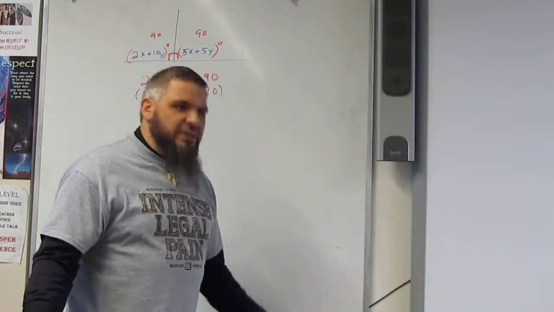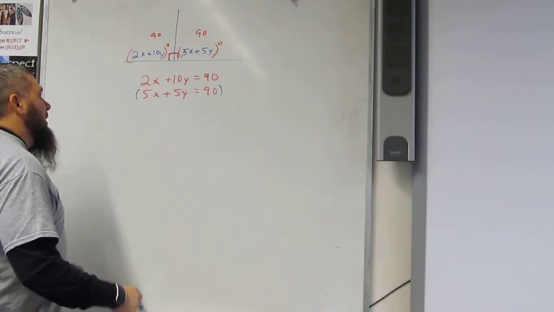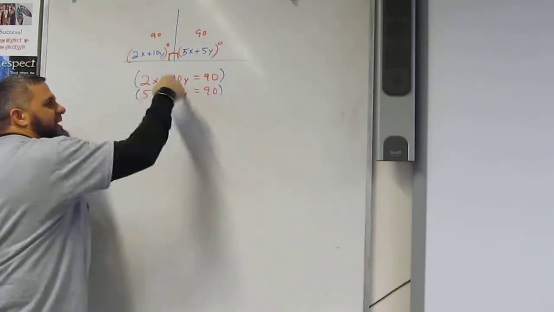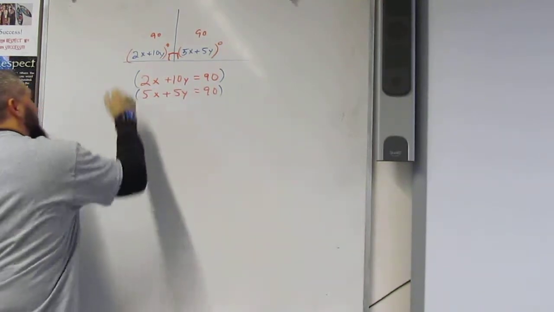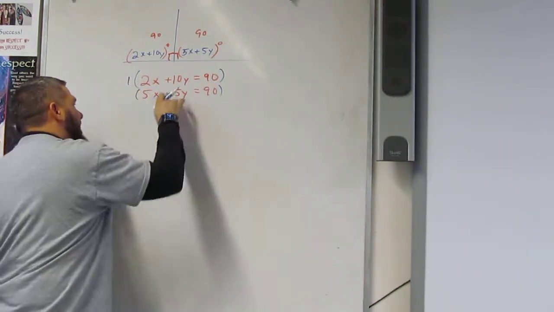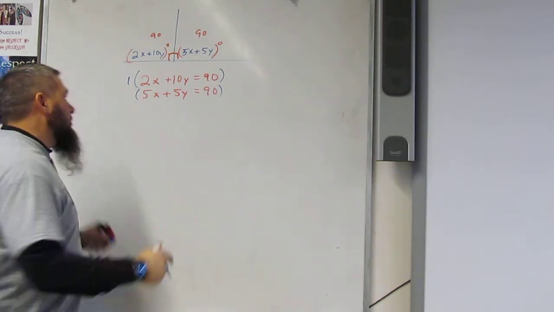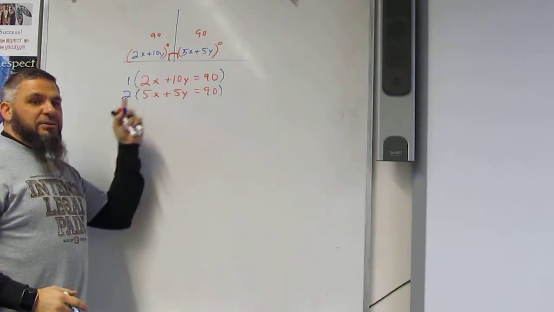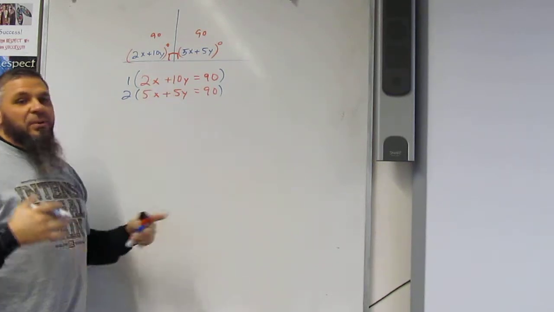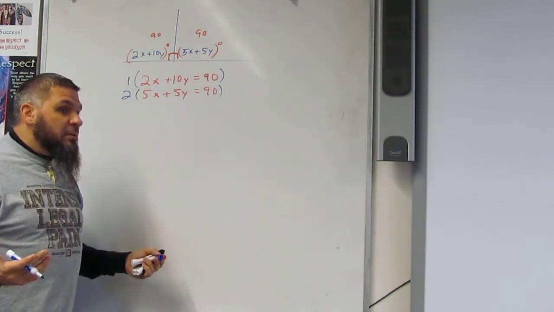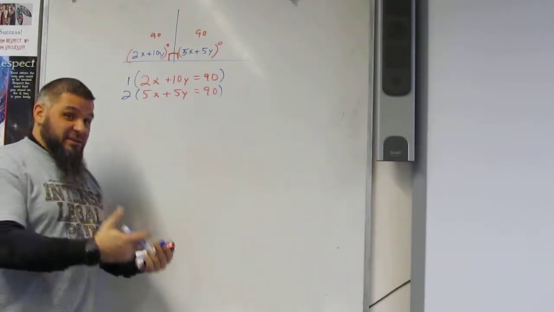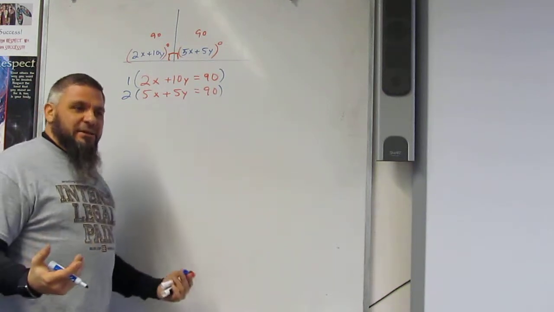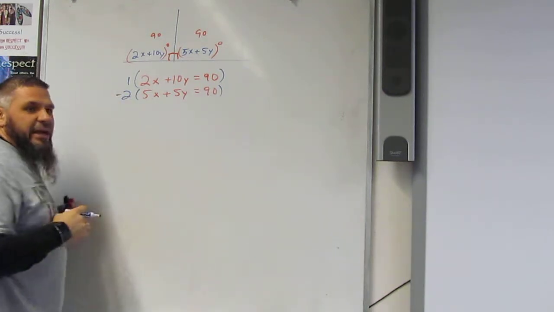10 goes into 10 one time, right? So it kind of makes it easy for me. I can say, hey, what times 10 is 10? 1. Okay? And what times 5 is 10? 2. Okay? Now, are they opposites? If I multiply by this, they'll both be 10, but will they be opposite? Opposite meaning one's a positive 10, one's a negative 10. No. So I need to make them opposites. So, how about a negative 2?